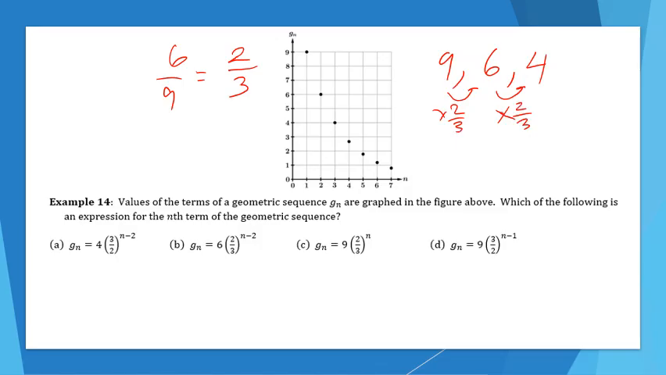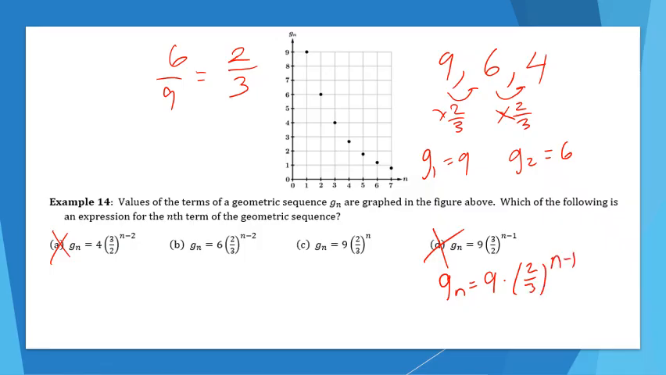So just from that, we can eliminate D and A that have a common ratio of 3 over 2, which is not 2/3. Once we have that, using our 2 points, we know g of 1 equals 9 and g of 2 equals 6. And so we could write two possible equations. We could write g of n equals 9 times 2 over 3 to the power of n minus 1, or g of n equals 6 times 2 over 3 to the power of n minus 2. Only one of these will match the equation, and that should be B. So B should be the correct answer there.